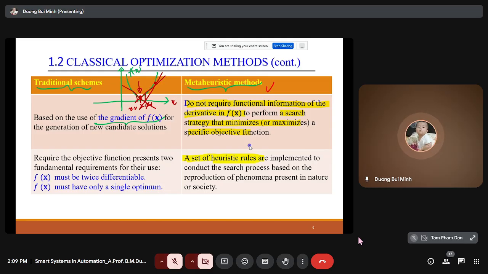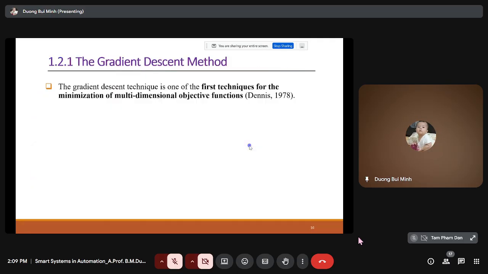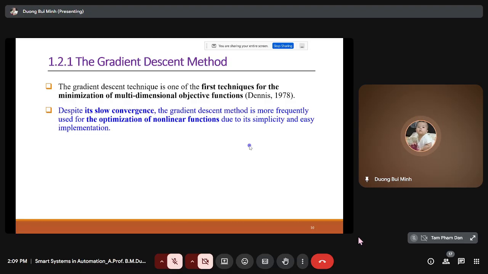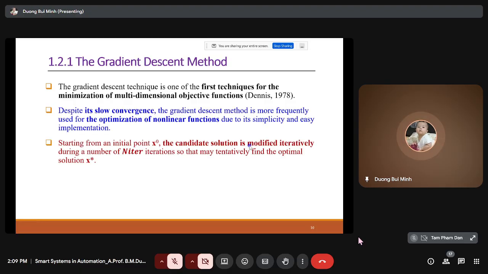Now I hope you understand the difference between traditional schemes and metaheuristic or optimization methods. Now we discuss gradient descent methods.